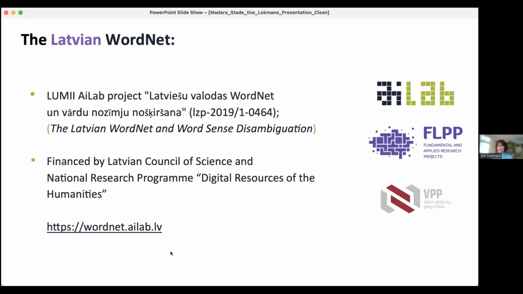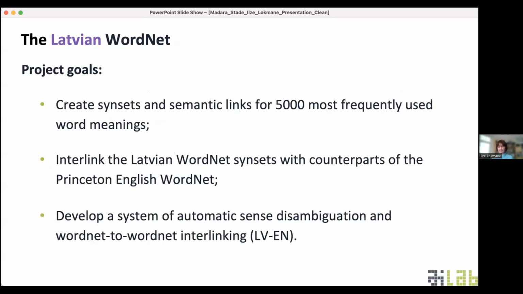Thank you, Madara. And now I will go on with a closer look at the Latvian WordNet. And here you can see information which was mentioned already. So who is the developer of this project? And it's financed by Latvian Council of Science and the National Research Program, Digital Resources of the Humanities. And our project also has a homepage which can be accessed via this address. The next slide. So the goals of the project.